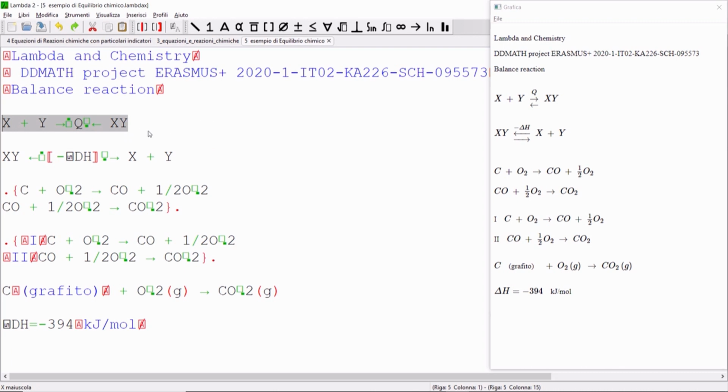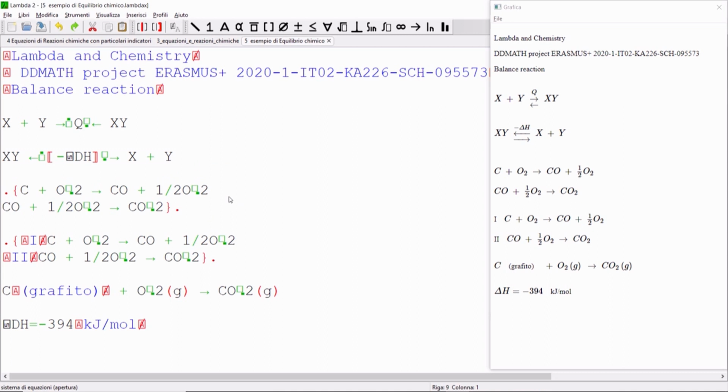Here is another example. X, Y, left arrow, overwritten, open general parenthesis, minus, delta, H, close general parenthesis, underwritten, right arrow, X plus Y. We now present a system of chemical equations. One equation or member per line is written.